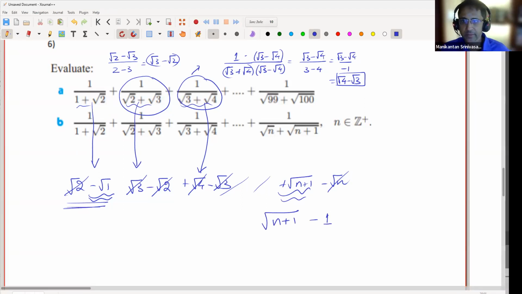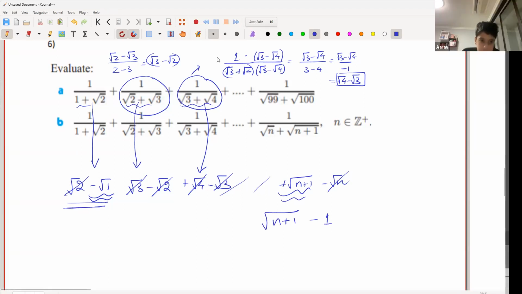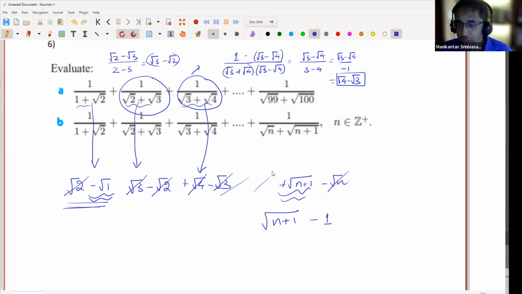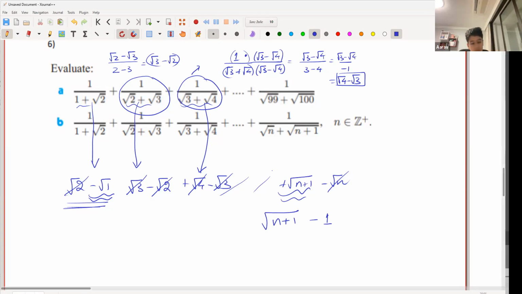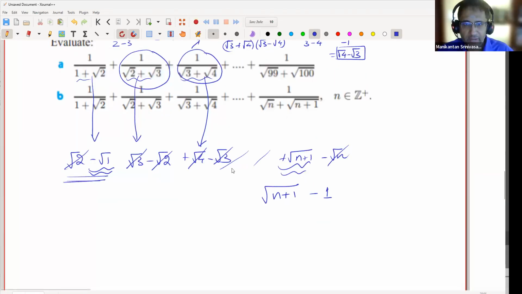Yes, Arab, go ahead. So sorry, I just missed the previous question. As in question 5 or 6a? 6a. Yes. In the second step, when you wrote 1 minus root 3 minus root 4 in the numerator, why did you do so? Oh, so it's not 1 minus, sorry. This one is 1 times. Oh, okay. Okay, so forget this problem.